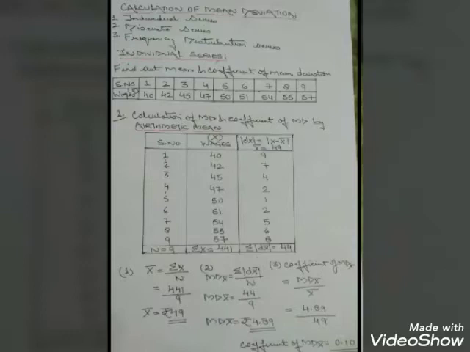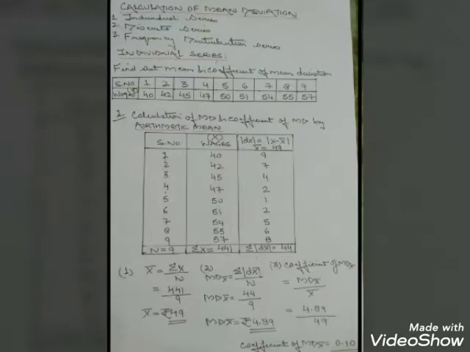The data goes like this: we have serial numbers from 1 to 9, and the wages in rupees. Serial number 1 gets a wage of 40, second 42, third 45, fourth 47, fifth 50, sixth 51, seventh 54, eighth 55 and ninth 57.